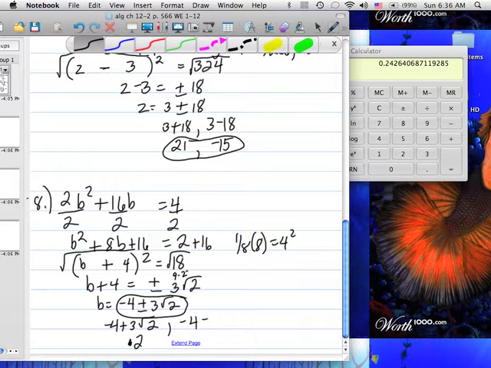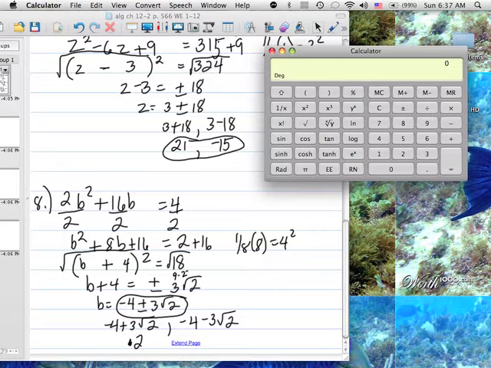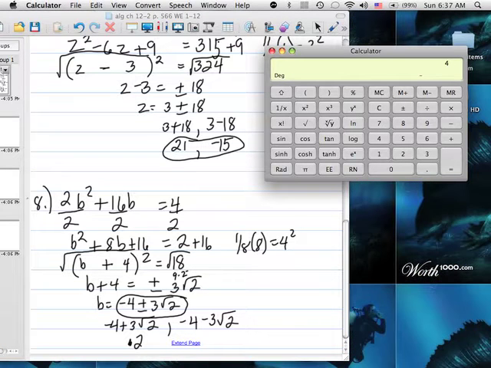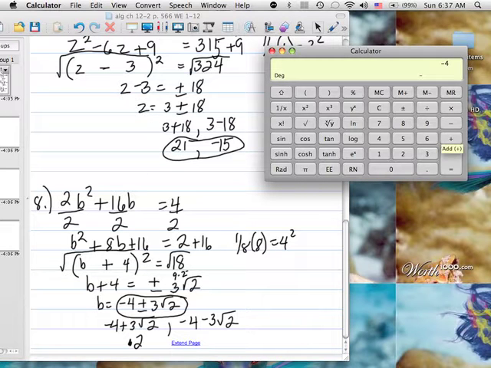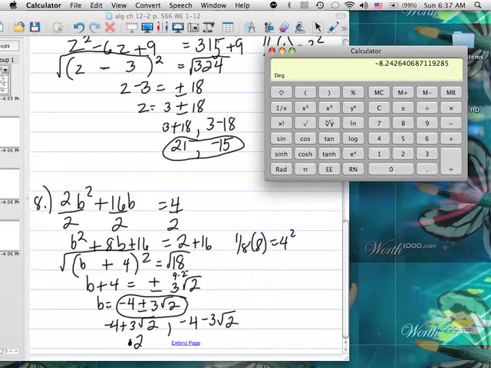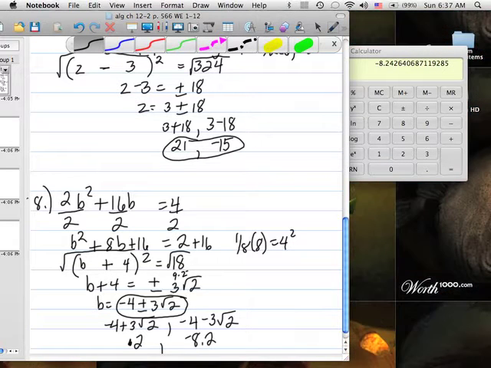And then negative 4 minus 3 radical 2. So clear that. Negative 4 minus 3 times radical 2. And I get negative 8.2. Be sure you can do those on the calculator. So here are my answers.